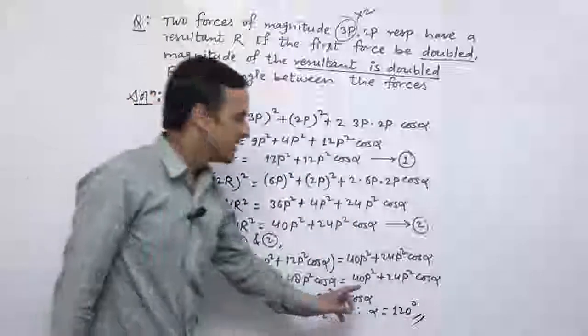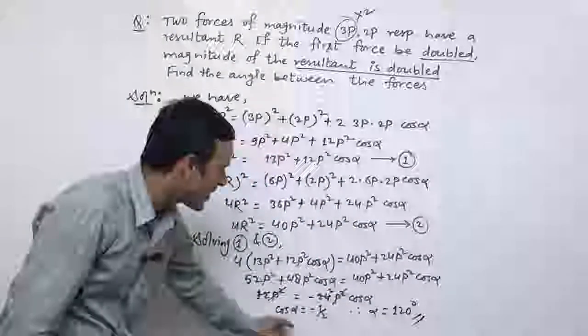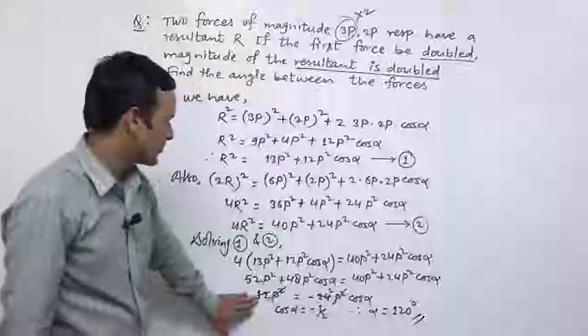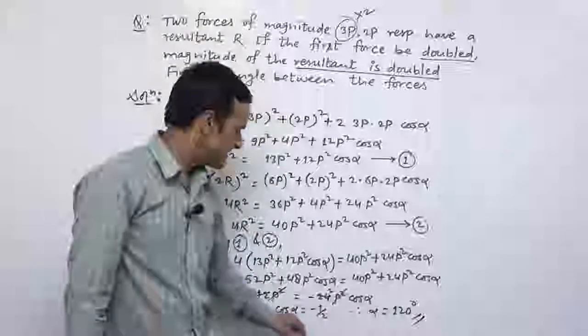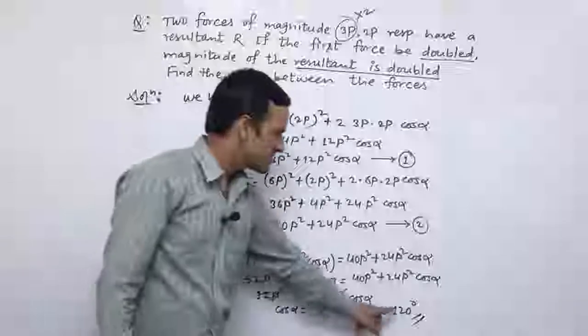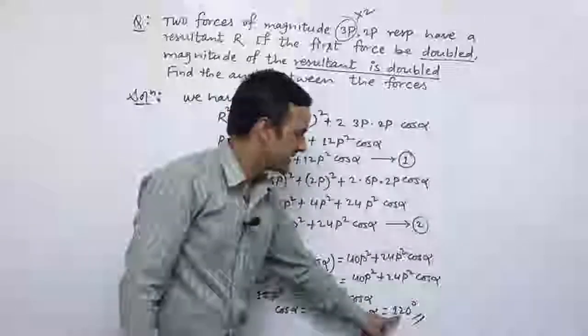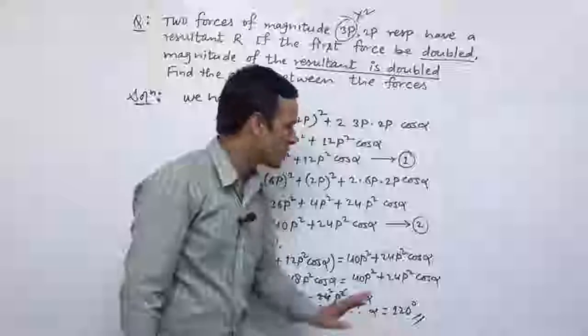So this is the required answer obtained from this one. Bringing minus 2 down, we get minus 1 by 2. So minus 1 by 2 is the value of cos 120 degree. So alpha is equal to 120 degree.